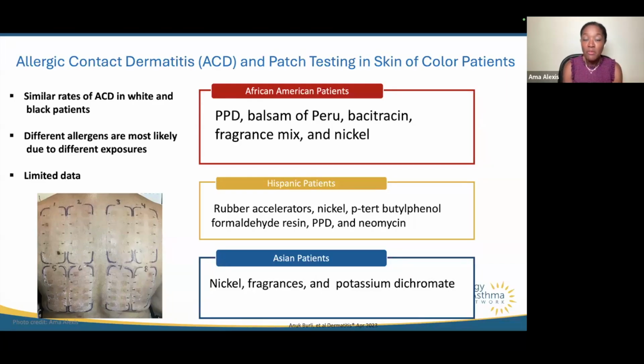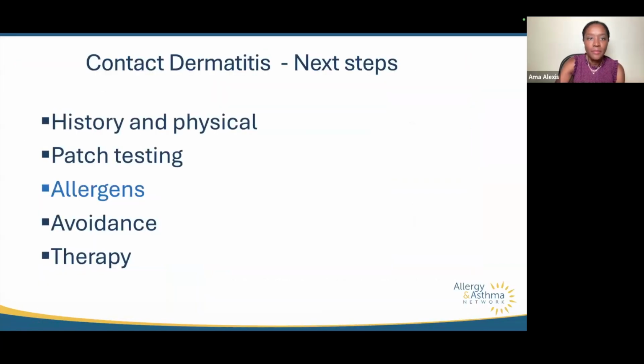In Hispanic patients, we see rubber accelerators, nickel, formaldehyde resin, again, PPD, and neomycin. And in Asian patients, again, nickel is up there, fragrance, and potassium dichromate.